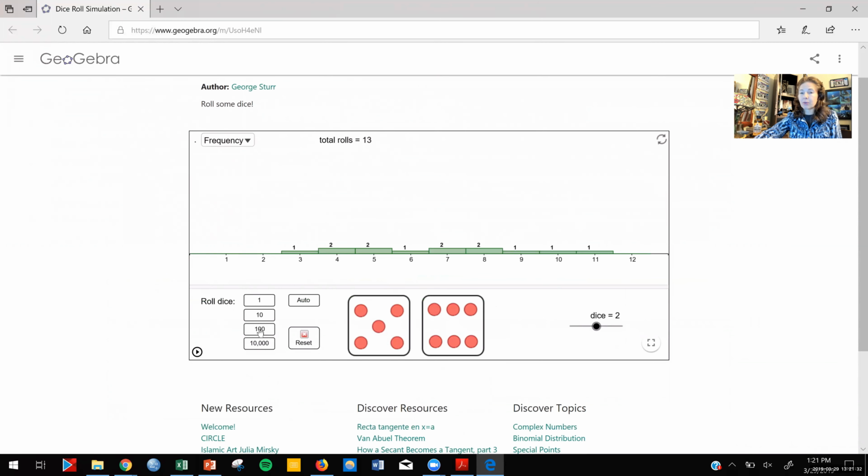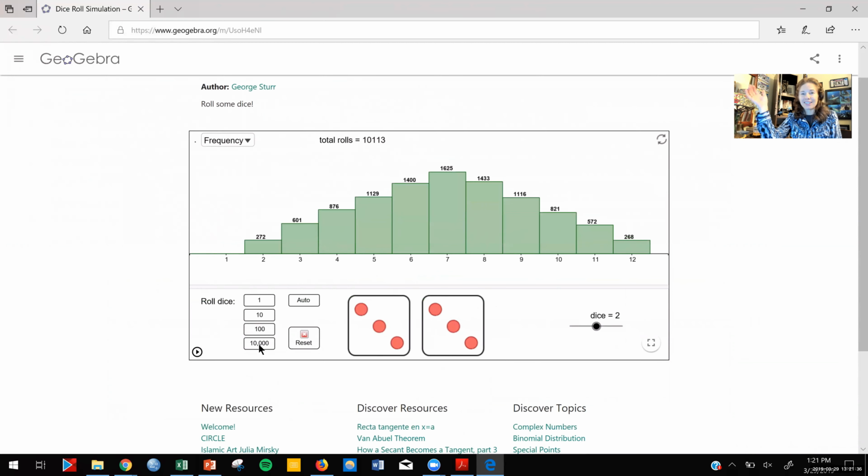See that? Now watch if I roll 100 at a time. And what happens when I roll 10,000? Look at that. Does that distribution look familiar?